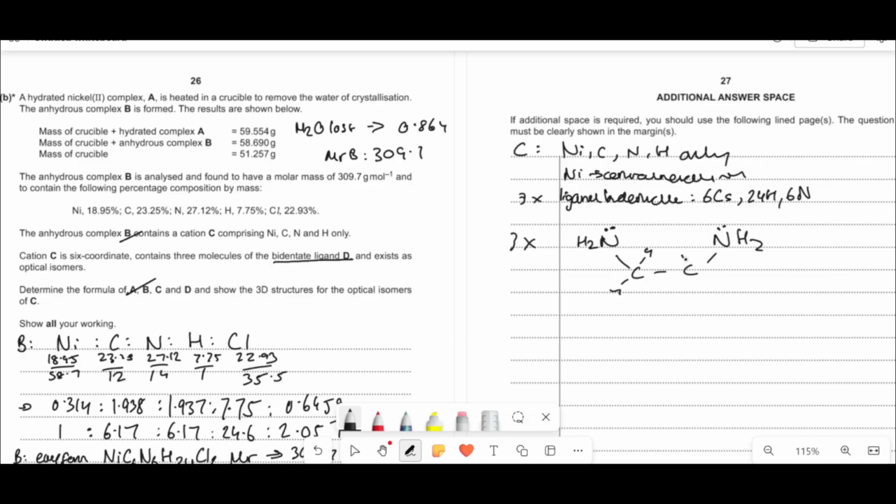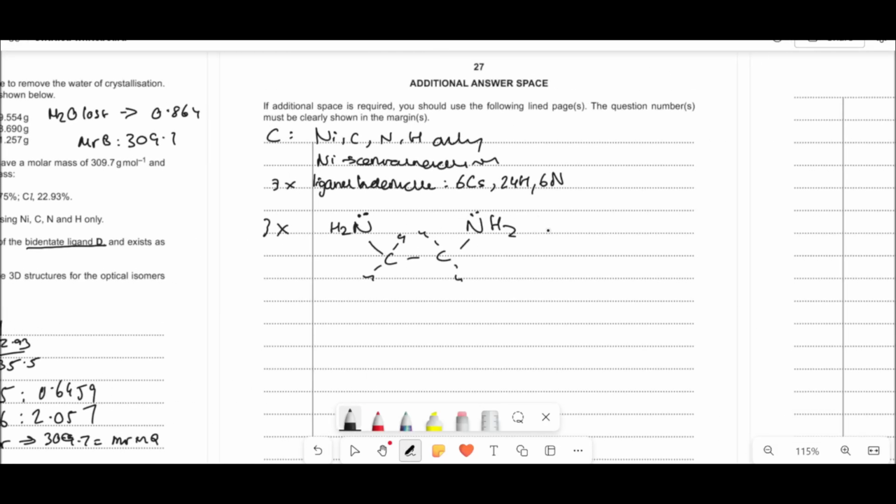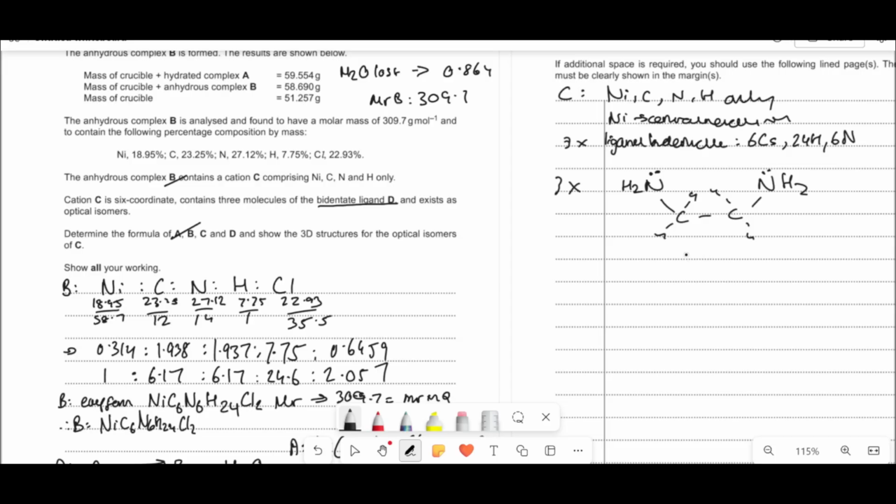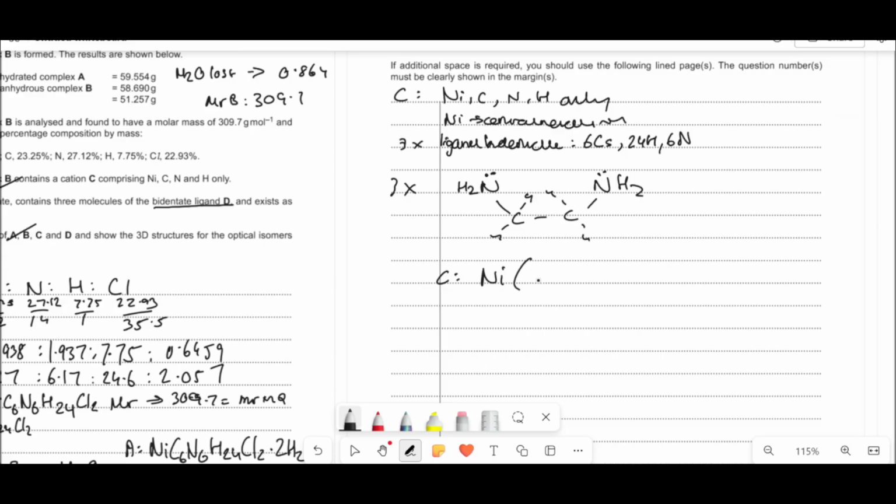1, 2, 3, 4, 3, 4. 1, 2, 3, 4, 5, 6, 7, 8, right? So it's 8 hydrogens per this, times that by 3, that is 24. 2 carbons per this, times that by 3, that is 6. And then 2 nitrogens, times that by 3, you do get 6. So each of these ligands must be this here. So then, in that case, the cation C has to be Ni, and then, oh boy, H2N, CH2, CH2, NH2, all 3, whoops, 2 plus, like that. That's the entirety of C. And then D, the ligand itself, has got to be H2N, CH2, CH2, NH2.